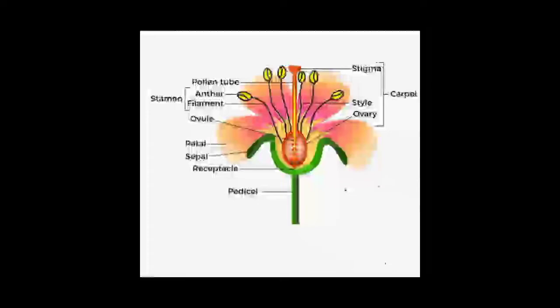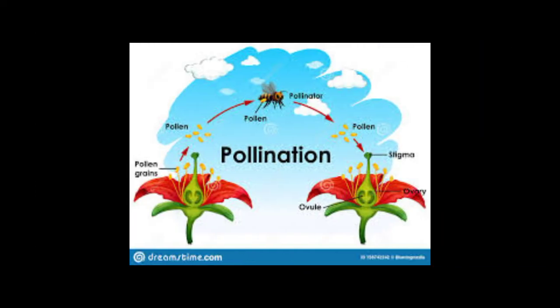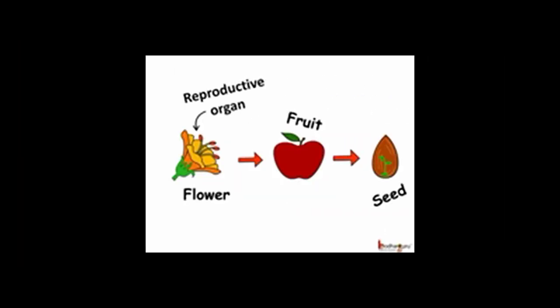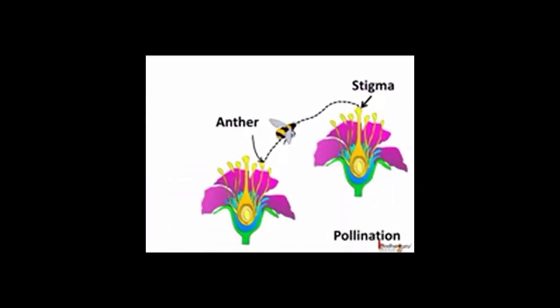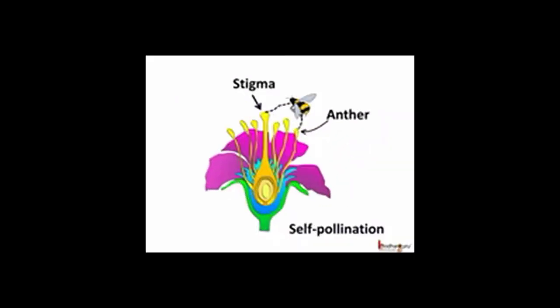The flower becomes a fruit by the process of pollination and fertilization. First, let us see the process of pollination. The process by which the pollen grains reach the stigma is called pollination. If pollen grains are transferred from the anther to the stigma of the same flower or to another flower of the same plant, it is called self-pollination.